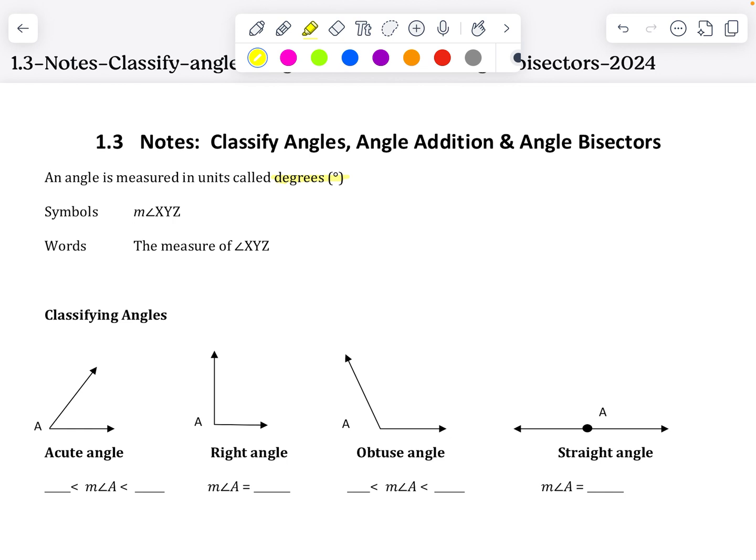There's also some new symbols that we need to be aware of. If we see the little M in front of the angle symbol, which is something new, we didn't see that in section 1.1 or 1.2, that means we're looking for a number. What is the actual measurement? So the little M stands for the measure of. Anytime you see that little M, we're looking for you to figure out something related to a number, applying an actual number to the angle.